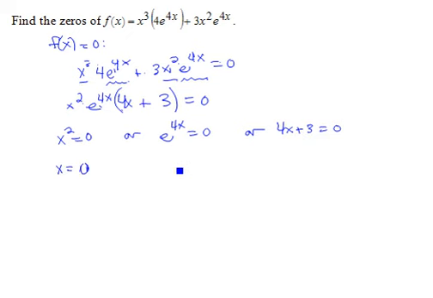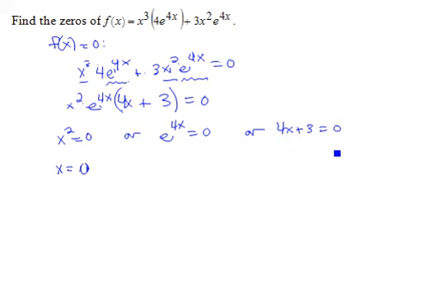E to the 4x is never 0. Remember, e to the 4x is an exponential function. Exponential functions are never equal to 0 unless they've been shifted around, but this one will have a horizontal asymptote at 0 and will never actually reach 0, so no solutions come from this factor.